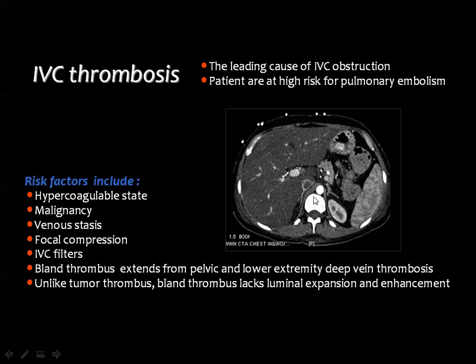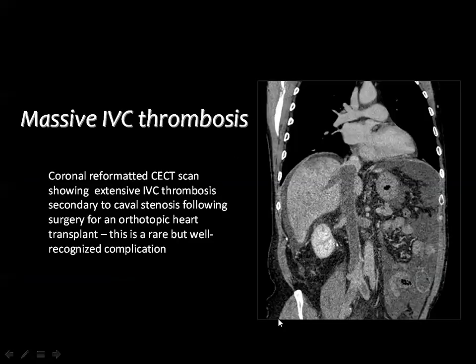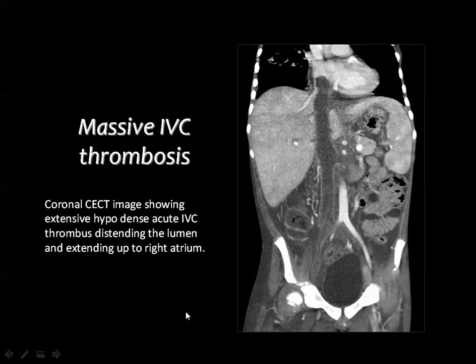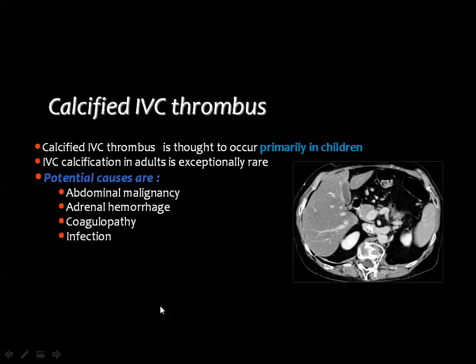And you see here, this is the aorta, and this is the IVC, this is the portal vein. The IVC is obliterated by the thrombus. And here you see the whole course of the inferior vena cava is obliterated by a hypodense non-enhancing thrombus. Another example of inferior vena cava thrombosis, extensive inferior vena cava thrombosis. You see the lumen is not expanding and the thrombus is not enhancing.